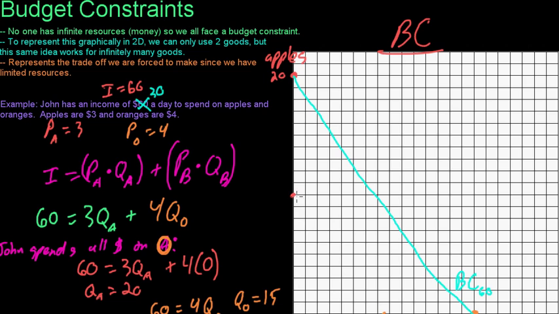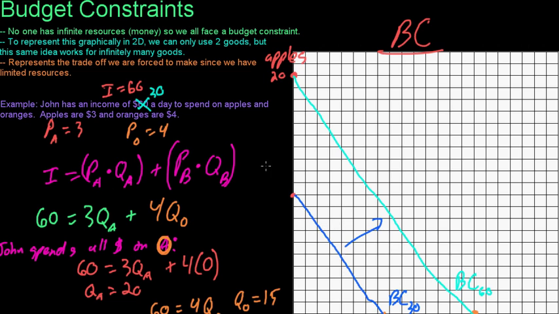So this will be John's budget constraint if he only has $30 to spend. And so it's pretty easy to see that as you get more income, you keep the slope exactly the same, and you just move out farther to the right. So there's one more thing that I want to do, and I want to show you what the slope of the budget constraint always is.